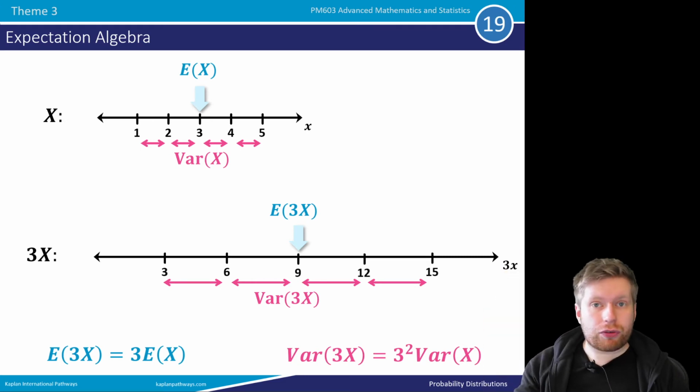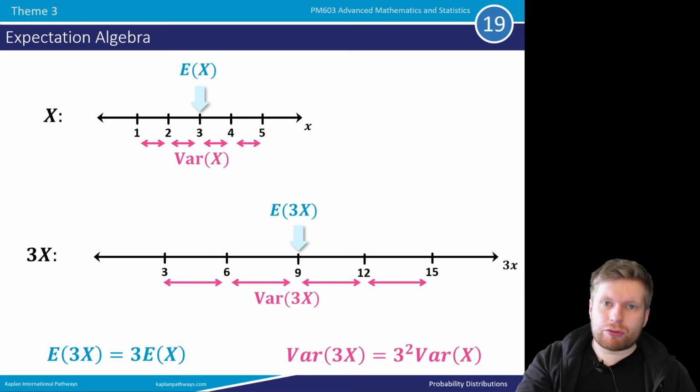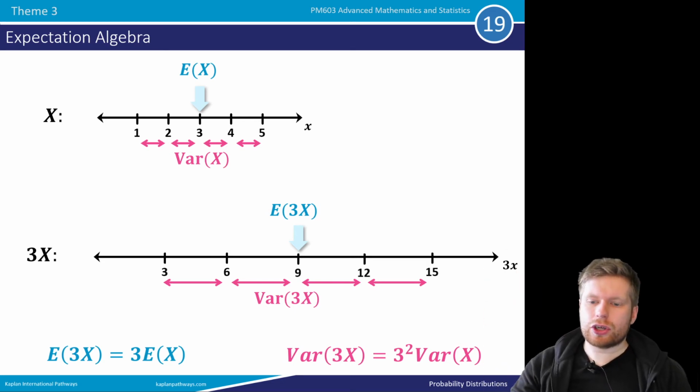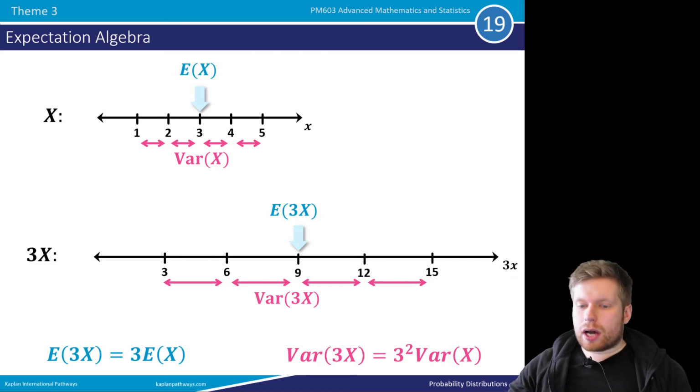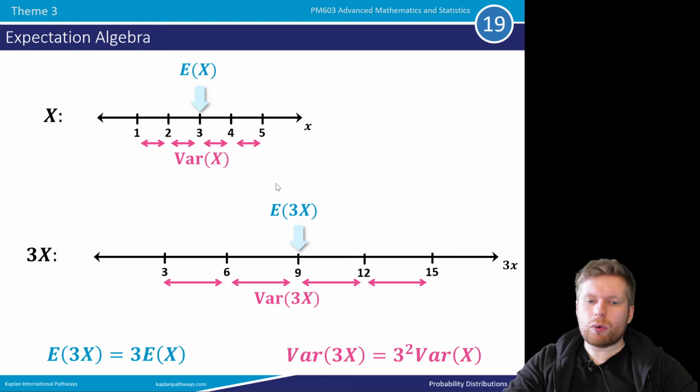So the standard deviation of 3x is 3 times the standard deviation of x, but the variance of 3x, because the variance is the square of the standard deviation, should be 3 squared times the variance of x. So that's really important, okay? And it's a trap which a lot of people fall into.